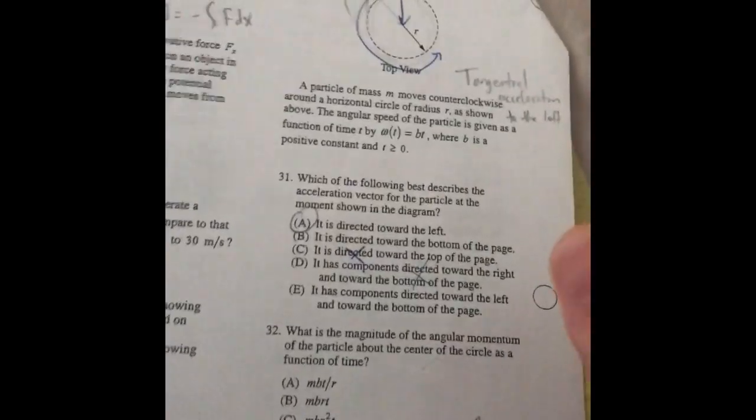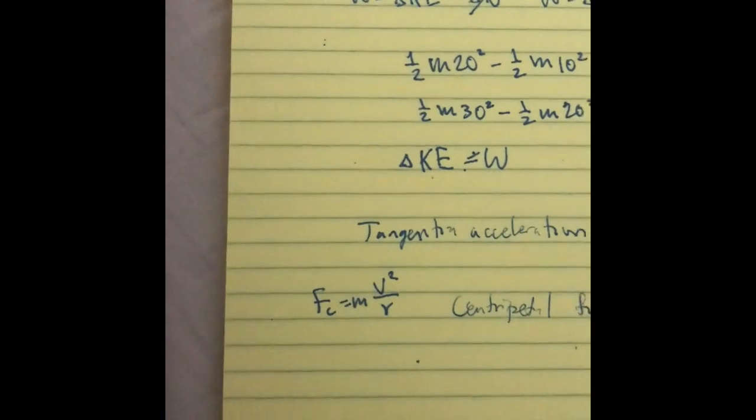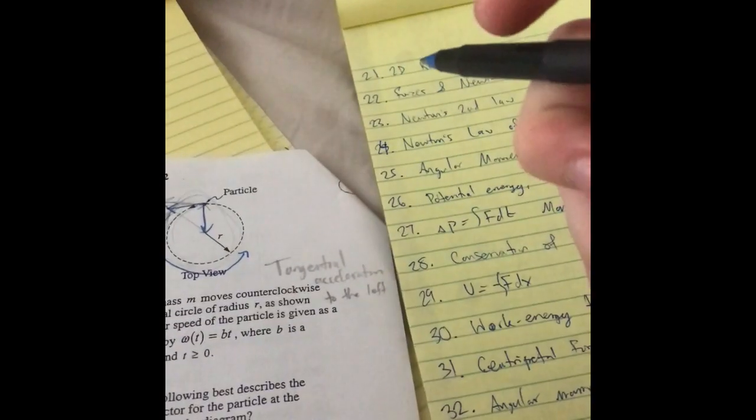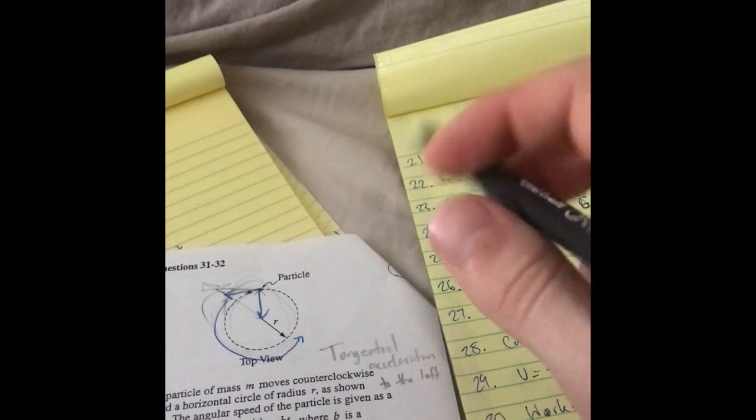and for this problem, the answer is going to be E, because of course if it's going in a circle, there's always this centripetal acceleration, which is v squared over r, and then there's going to be the tangential acceleration, and we know that this tangential acceleration exists because of the angular speed.